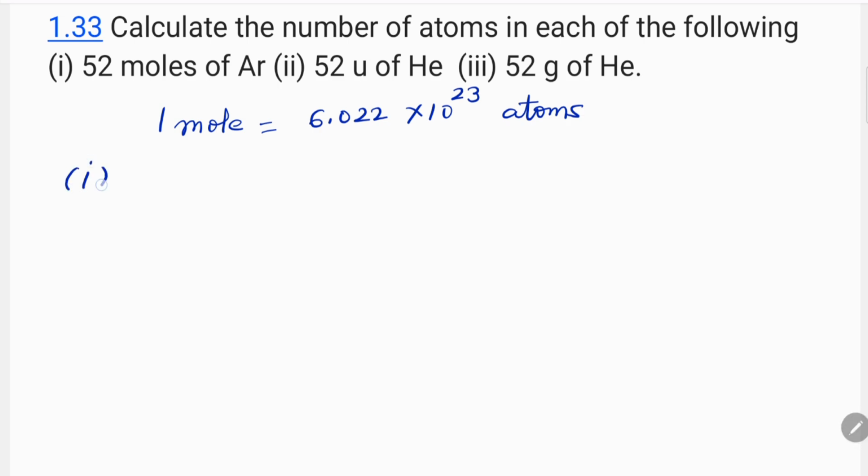So for the first one, we have been given 52 moles of argon.